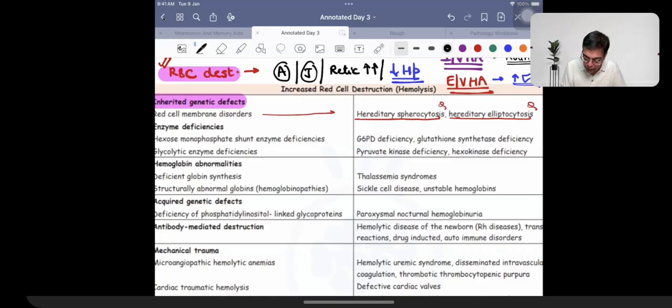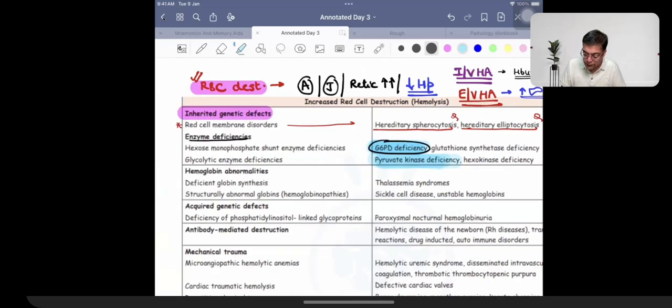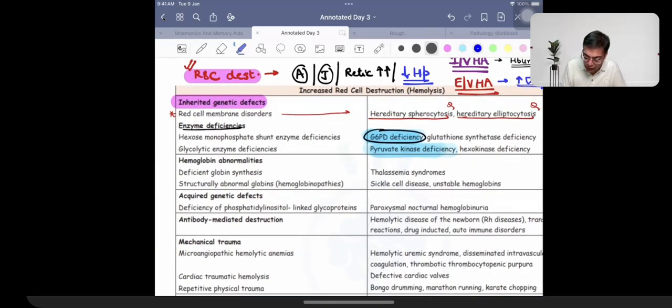Similarly, patients could be having enzyme deficiencies, very commonly asked in the exam, which can be G6PD deficiency, or the patients can be having pyruvate kinase deficiency. Then the patients can be having hemoglobinopathies. Hemoglobinopathy can be a problem of conditions like thalassemia and sickle cell anemia.